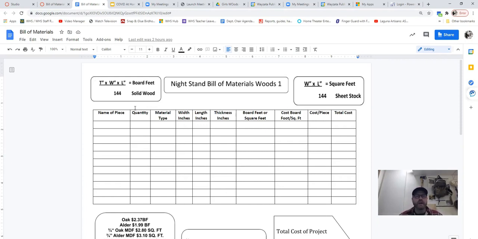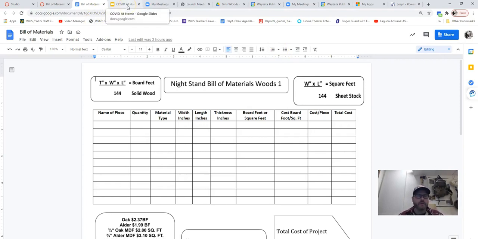So anything that comes in a 4x8 sheet, like your case sides, any shelves that you have, that all comes in 4x8 sheets, and we have to figure out the square foot price. And you'll notice the difference in these two is that the board foot takes thickness into account, and sheet stock does not. It just has width times length divided by 144. So that can be a little bit confusing, so we're going to work through a couple examples here with you.